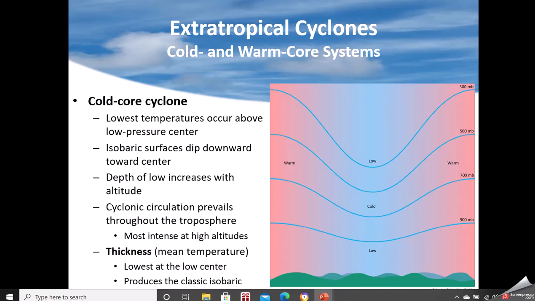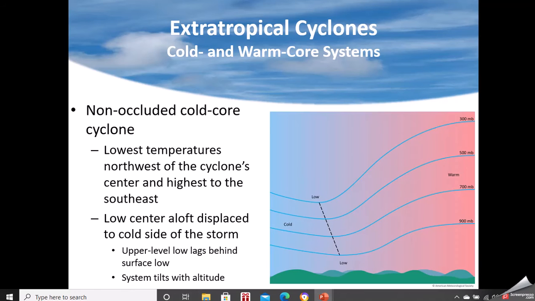And remember, because of the cold air, pressure drops faster in the vertical, so you wind up with the most intense cold core cyclones aloft. And they'll typically be back to the northwest of the low.